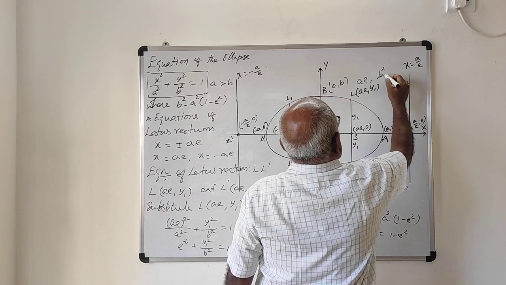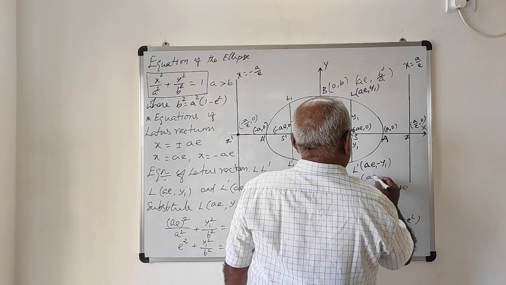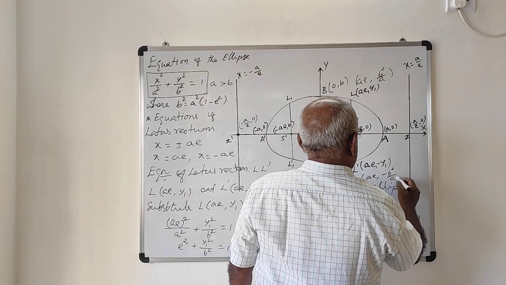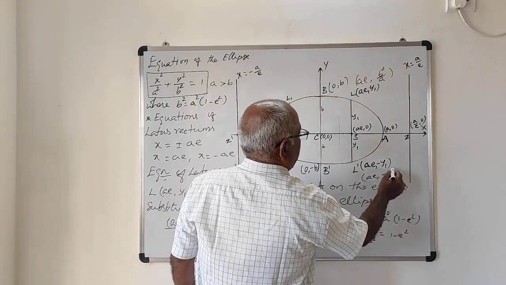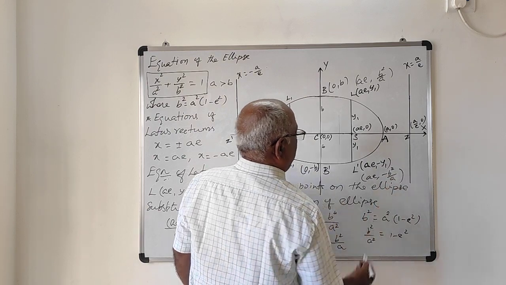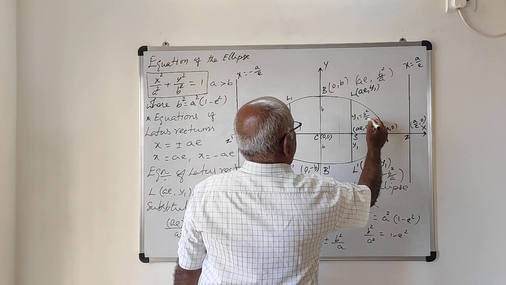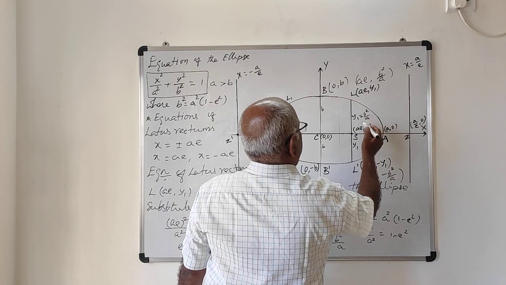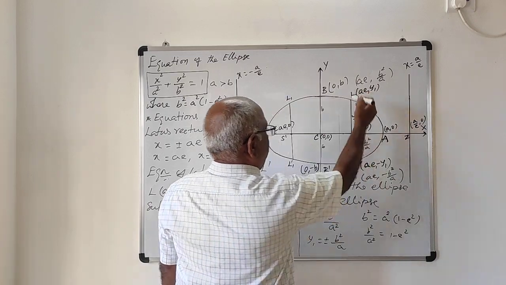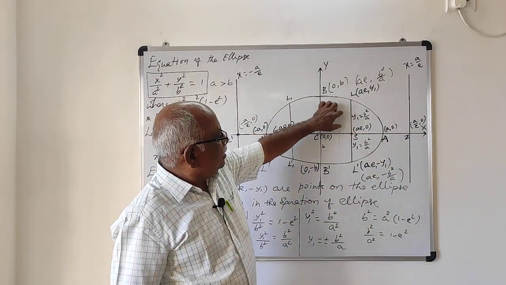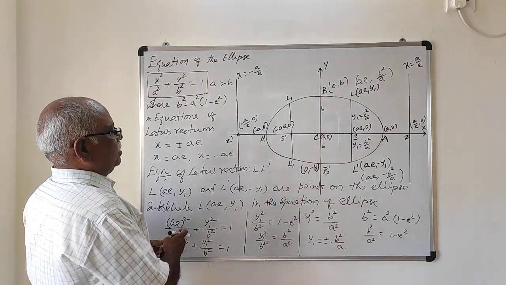AE comma B square by A, and the other one is AE comma minus B square by A. So this y1 is B square by A, lengthwise it is again B square by A. This is B square by A, then this is also B square by A. Lengthwise therefore 2 B square by A. So 2 B square by A is the length of the latus rectum L L dash.